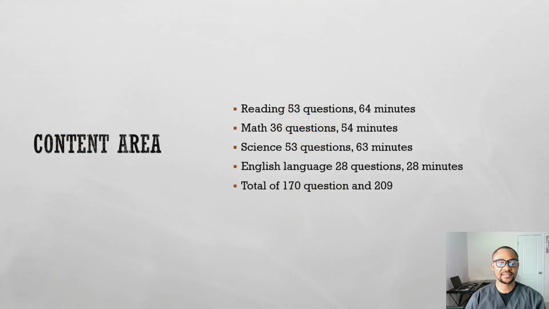So let us look at the content area of the TEAS test. In the TEAS test, you will have the reading section. In the reading section, you're going to answer 53 questions. The 53 questions under the reading section will take you 64 minutes. Then the second section will be the math. The math section has 36 questions, and you will be given 54 minutes to answer them.